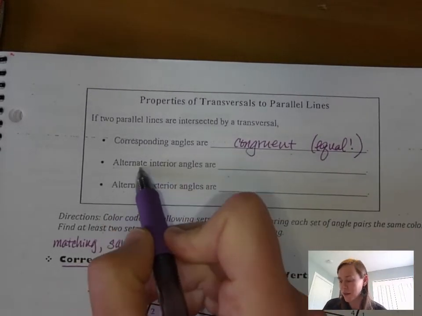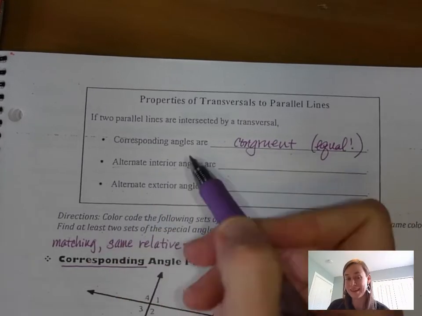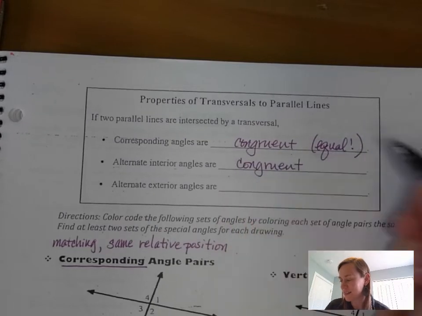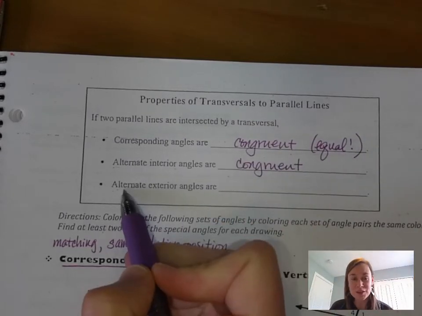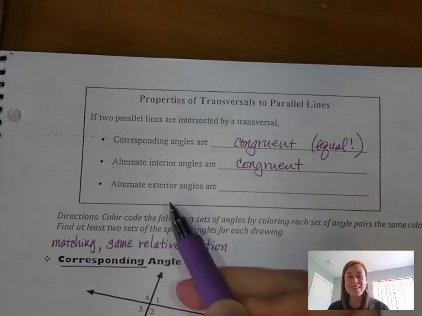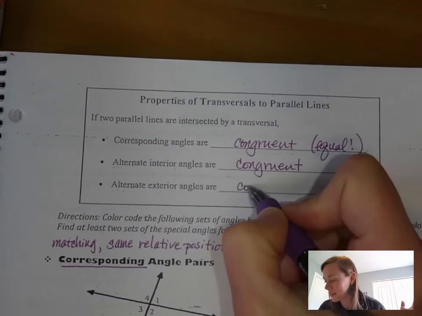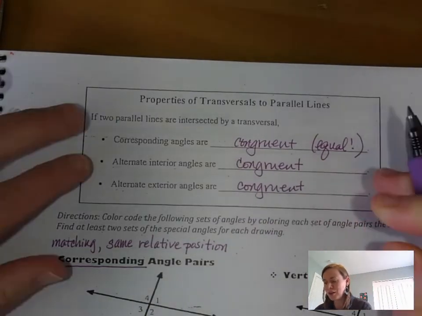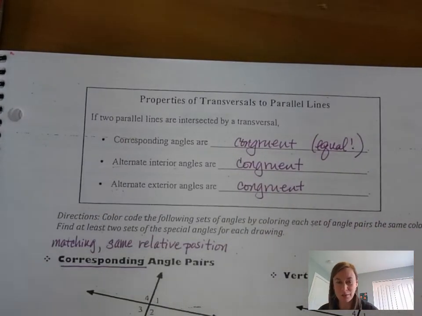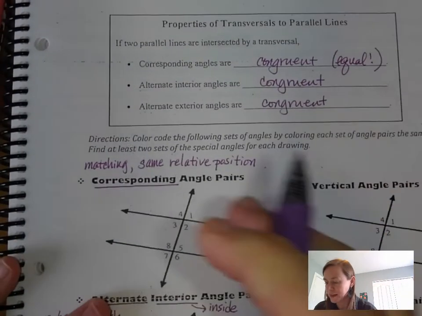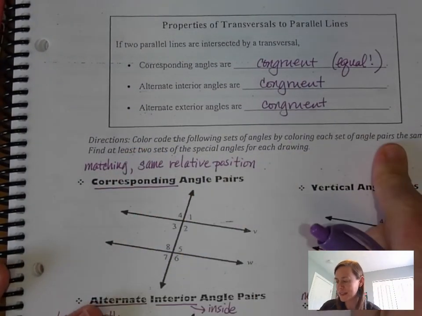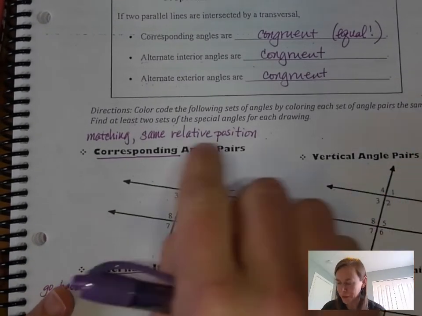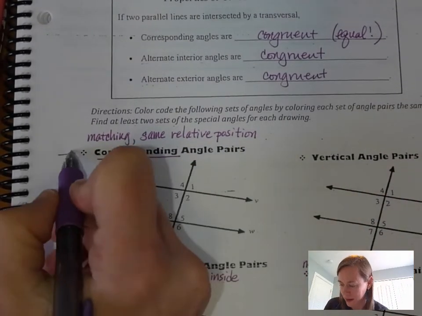All right, what if you have alternate interior angles? Guess what? They are also congruent. And then what if you have what we call alternate exterior angles? Guess what? They are also congruent. All right, so let's take a look at what these things actually are talking about. Okay, so directions, color code the following sets of angles by coloring some angle pairs. We'll get to that in just a second. First of all, let's talk about this guy.